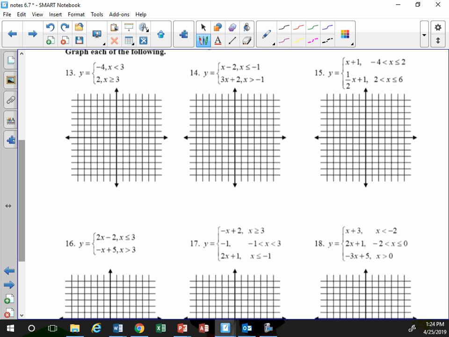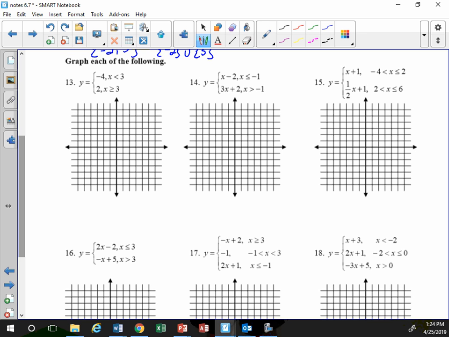Guys, if you have multiple colors, I think it's helpful when we do the piecewise so you can see which one came from which equation. Guys, we're actually going to start on number 14. We'll come back to 13, but I just like doing 14 before it.